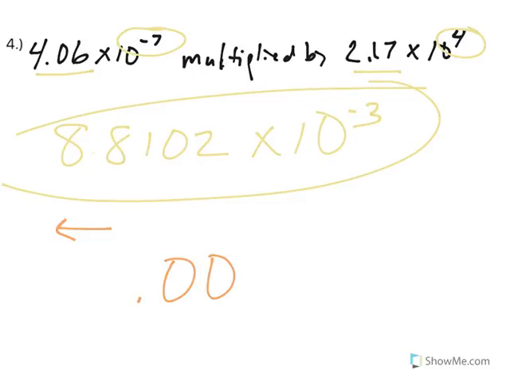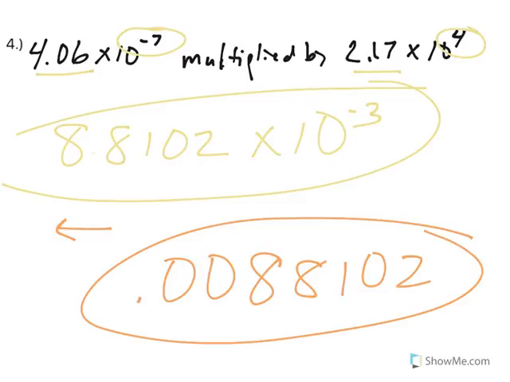So 1, 2, that 8 is the third one. And I have a number smaller than 1 in standard notation. And I believe that's the end of that video.